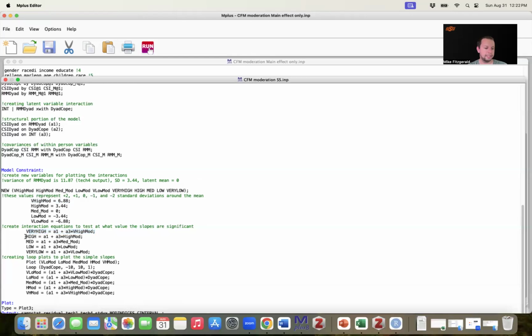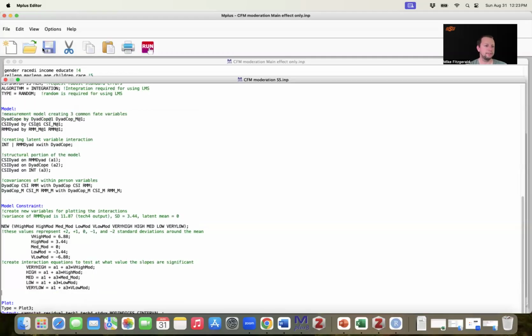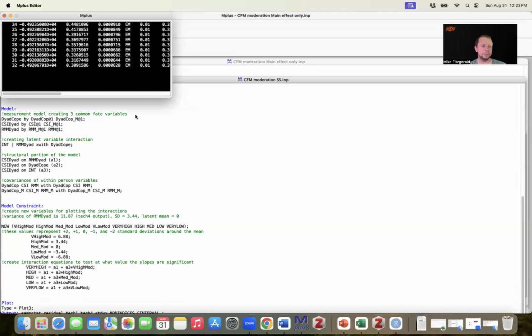All right. And then we're going to do that at high and at med and at low and at very low. All right. So again, we're just adding in the slopes plus the slope of the interaction term at very specific levels, and then we're seeing what the effect on relationship quality is. All right. And so we can actually disregard all of this down here. That's supplementary. And so we can actually go ahead and we can run this.